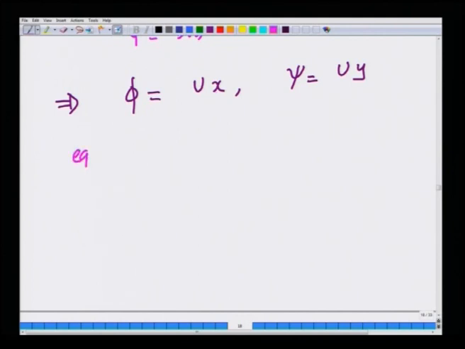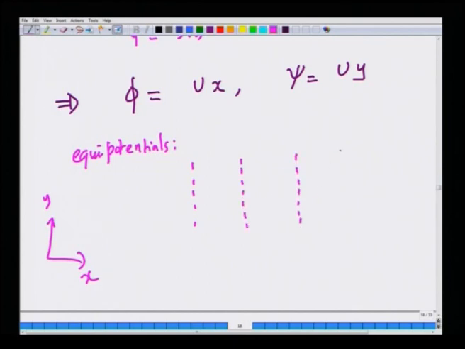So, what are equipotentials? Equipotentials are lines where phi is constant. When is phi a constant? For each value of x, phi is a constant. So, suppose I put a coordinate system like this, x y. Equipotentials will be vertical lines. These are equipotentials.